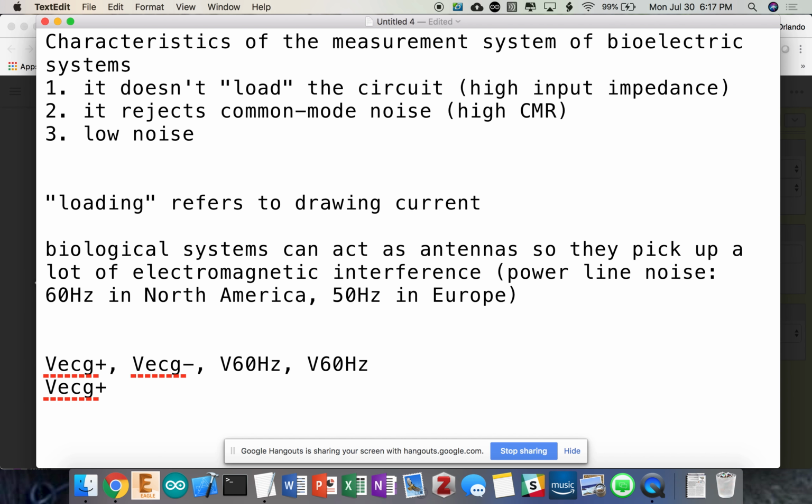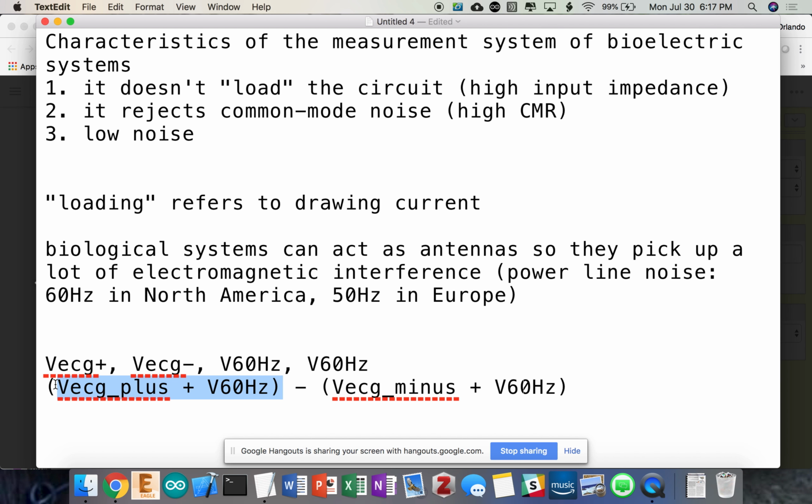I don't know if I can do superscript, so I'll do plus. If I'm doing a subtraction, one electrode on the positive side of my heart is picking up the plus side of the ECG plus the 60 hertz noise, and the other electrode is picking up the minus side of my ECG plus the 60 hertz noise. If I do this math, it comes out to basically V ECG plus minus V ECG minus, because the 60 hertz noise is common, so it gets subtracted out.